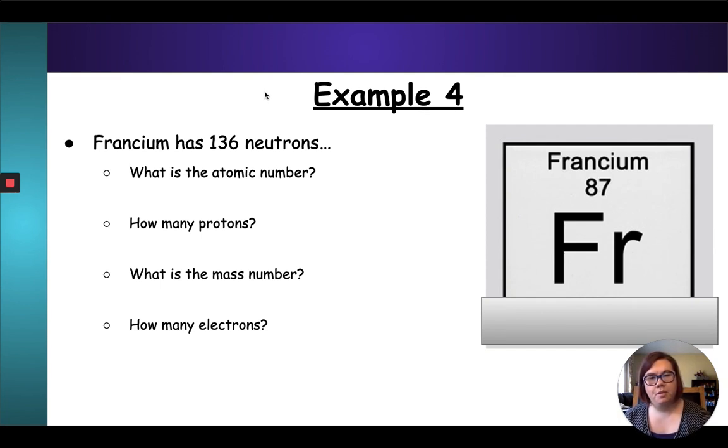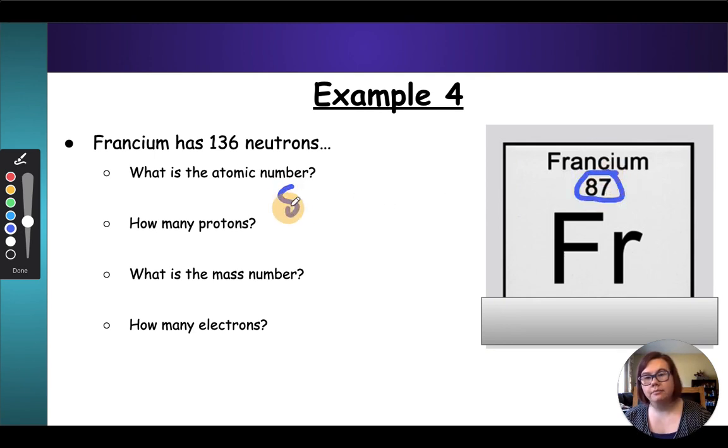All right. Hopefully you had a chance to do that. We are going to look for that atomic number. Again, it's our number right up at the top, 87. And that tells us also our protons and our electrons. Okay, so again, 3 of our numbers are exactly the same. And now we've got to do that little bit of math.